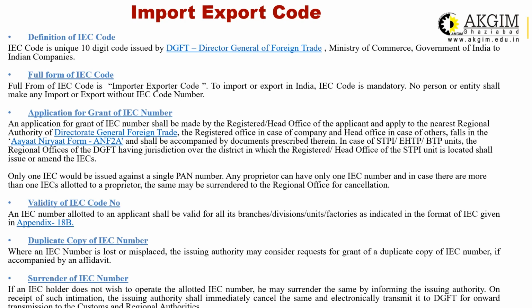If you misplaced the IEC certificate, then you can apply for a duplicate copy, and the duplicate IEC certificate will be given by the issuing authority after giving an affidavit for the missing one, right, and after paying the specified fees. If you want to stop your export import activity, then you have to surrender your IEC number. If an IEC number holder does not wish to operate the allotted IEC number, he may surrender the same by informing the issuing authority. That means you have to inform DGFT in the prescribed format that you want to surrender your number, and then it will be cancelled.